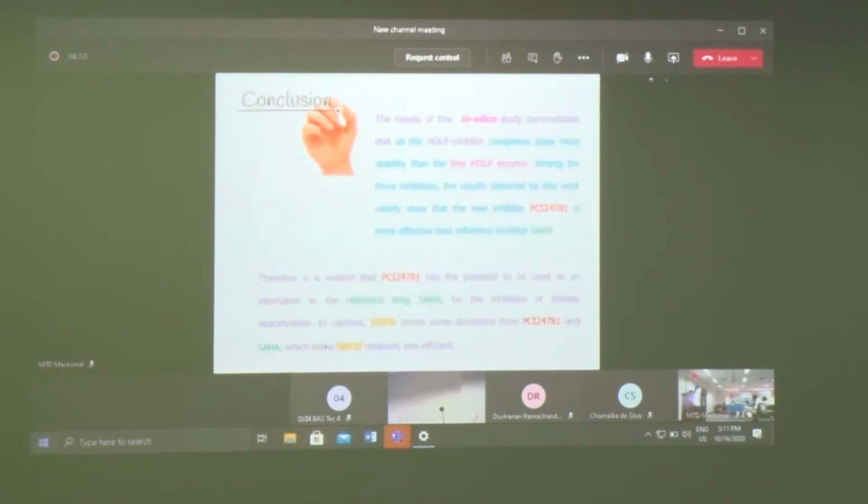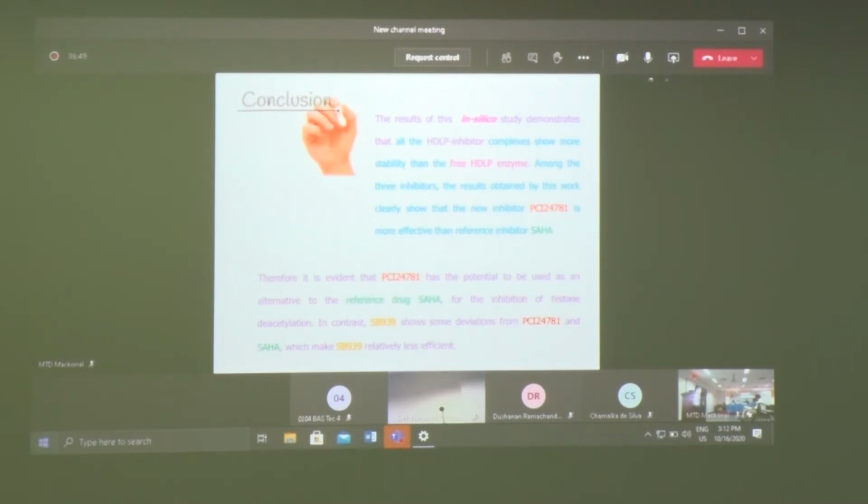Finally, in conclusion, the results of this in silico study demonstrated that all the SPAK inhibitor complexes show more stability than the free SPAK enzyme. Among the three inhibitors, the results clearly show that the new inhibitor BCA24781 is more effective, or safe and effective, than SAMA, but the difference is small. Therefore, it is evident that BCA24781 has potential to be used as an alternative to the reference SAMA for inhibition of histone retardation in the medical field.